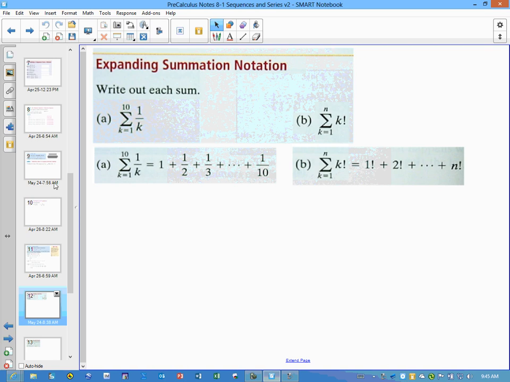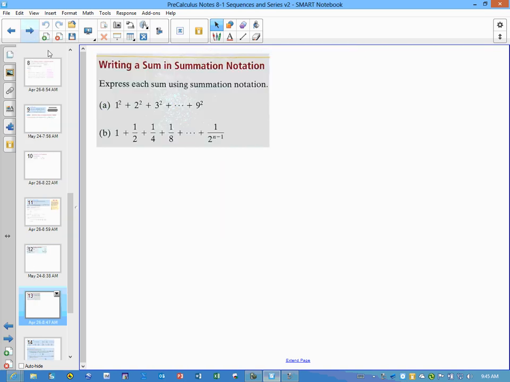Alright, let's look at one other thing. We want to express each sum using summation notation, so this time we're going in the reverse order. We're given the series, and we want to try to write it as a summation. So here, this is the same as recognizing the pattern from before. I'm going 1, 2, 3, etc., all the way up to 9. So my lower limit is going to be 1, my upper limit is going to be 9. And each time what I'm doing to the number is I'm squaring it.